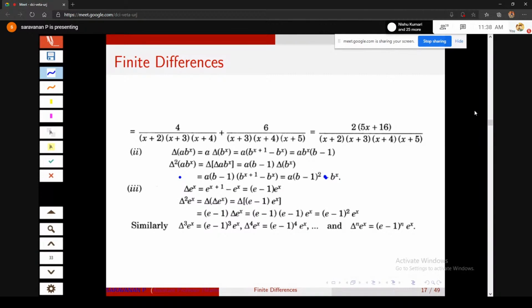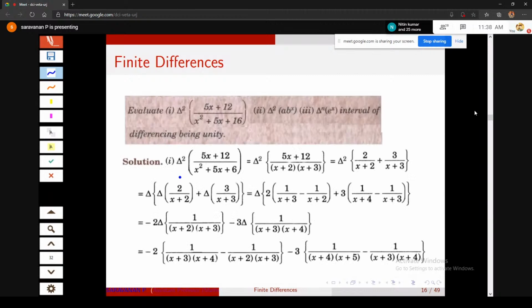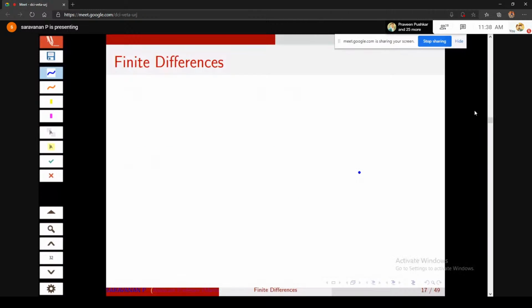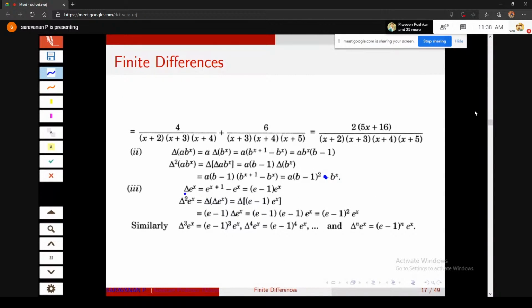Then the third subdivision is we have to compute delta power n of e power x. So we'll compute delta, delta square, delta cube, etc. Then we will generalize. Delta of e power x is e power x plus 1 minus e power x. From both you take e power x common. So you'll get e minus 1 into e power x.